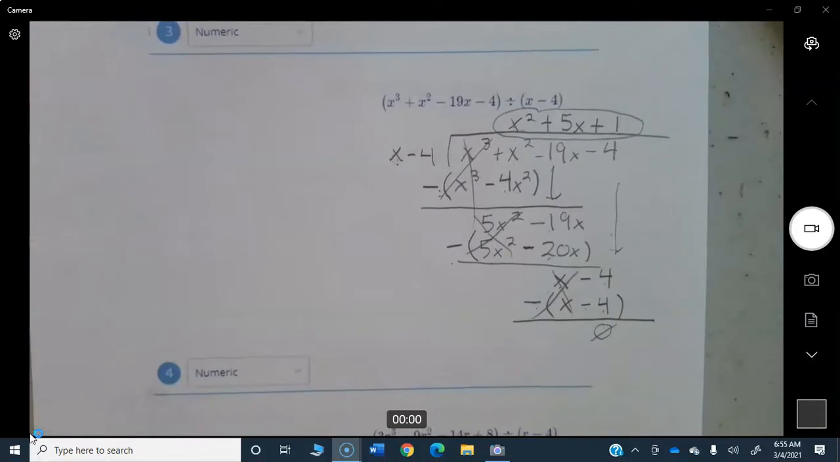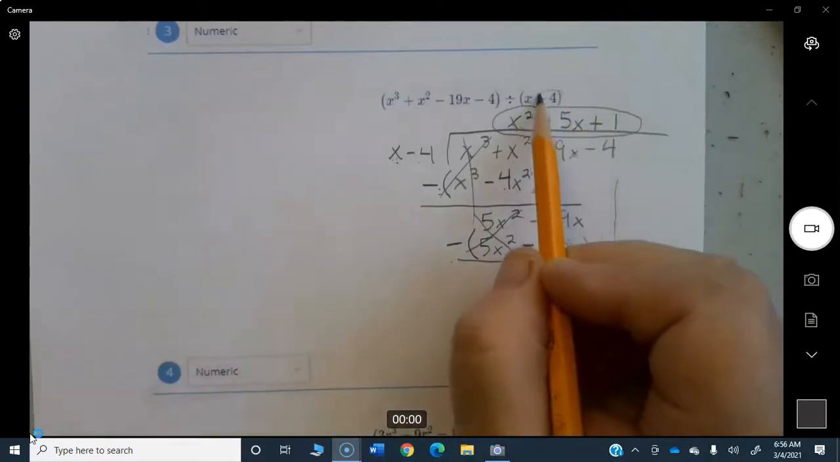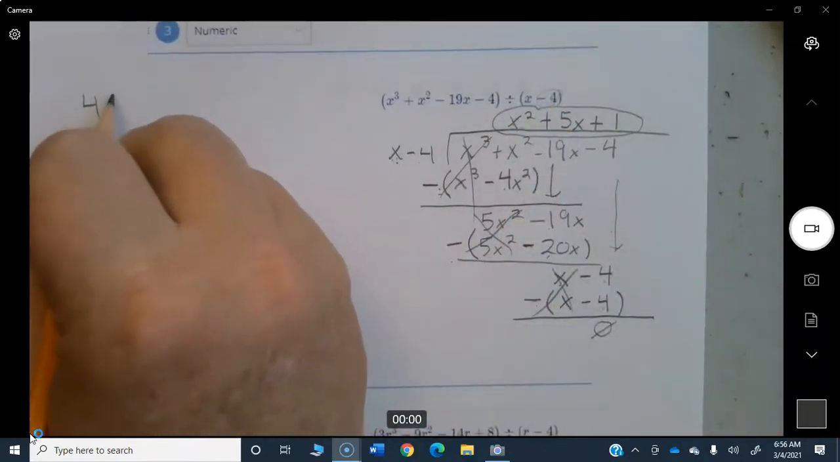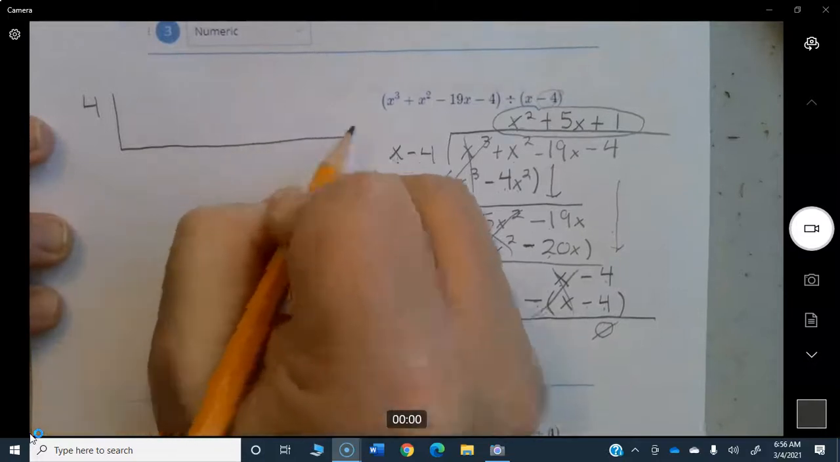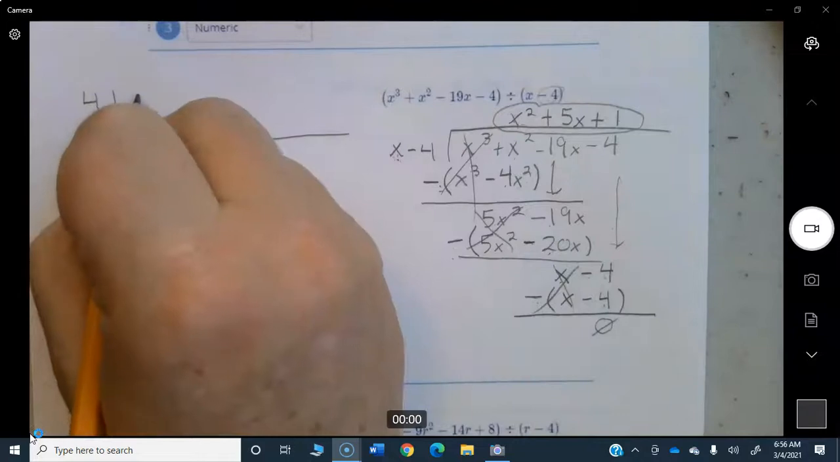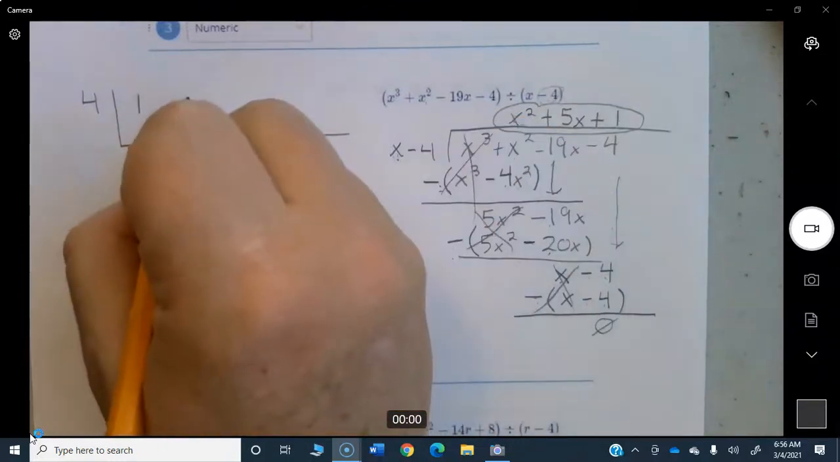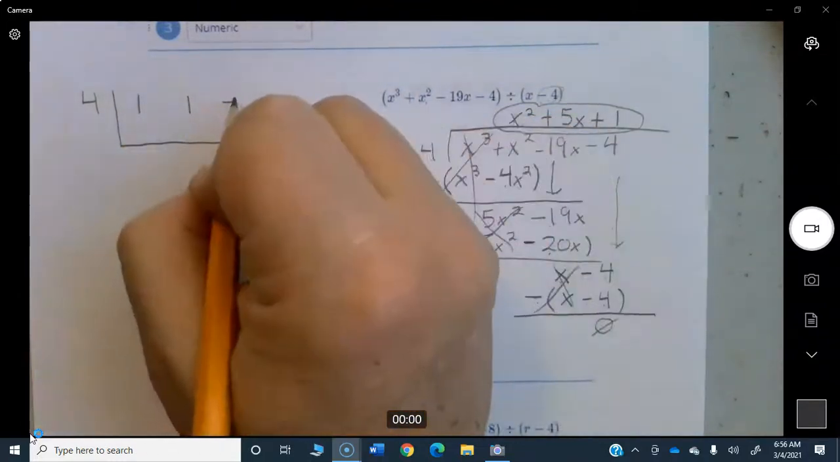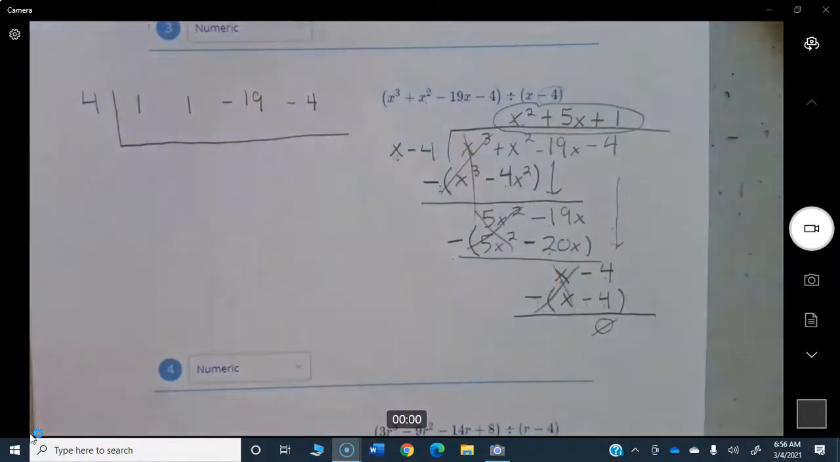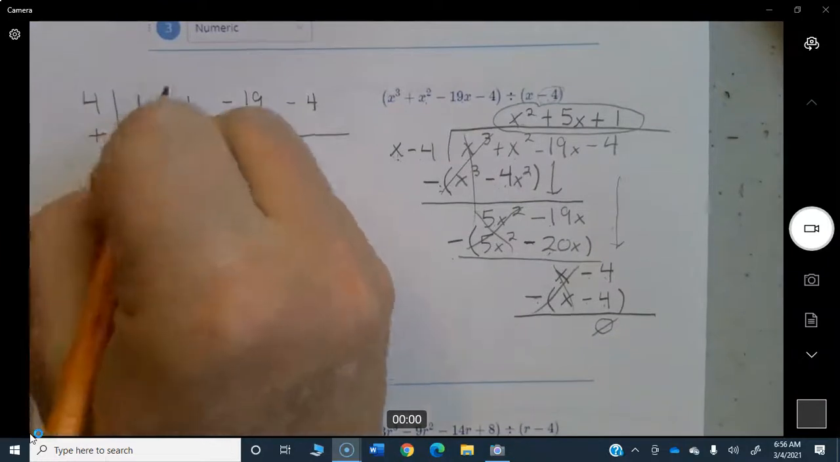Let's pause the video and see if you can do the synthetic by yourself. All right, so I'm back. So we're going to take this number and flip the sign, make it a positive 4. We're also going to flip the bracket. Flip the sign, flip the bracket. So the coefficient in front of x to the third is 1. In front of x squared is also 1. This one's a negative 19. And this one's a negative 4. And it is an addition that you're doing down here.